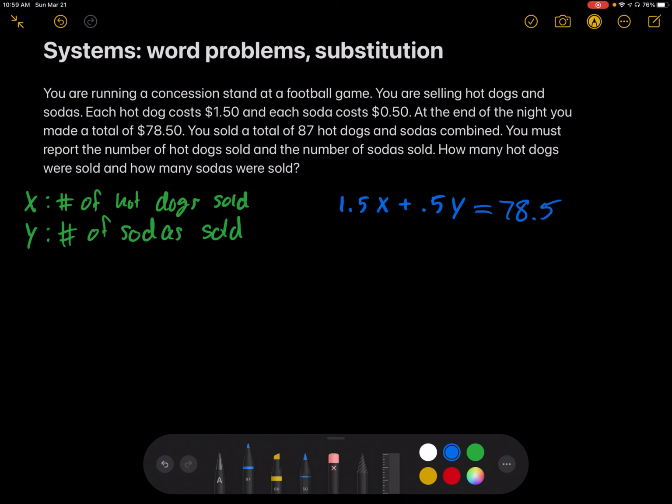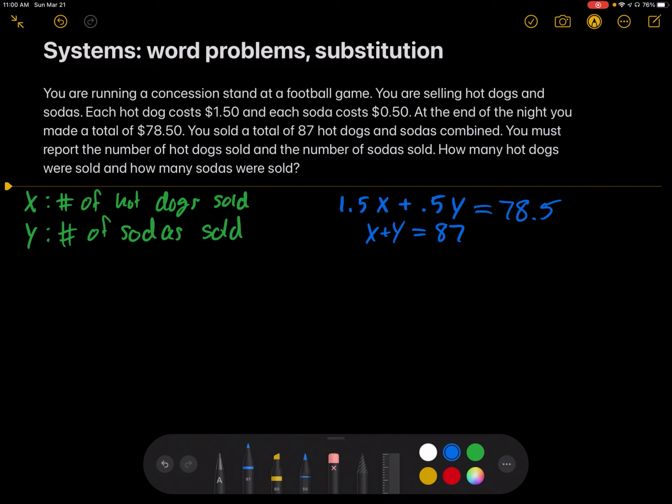We need two total equations in the end. So let's look at what else it gives us. After it tells us about the prices, it says that we sold a total of 87 hot dogs and sodas combined. So this is, in my opinion, the easier equation to write, because you don't have to worry about coefficients, the money. Now it's just telling us how many sodas and hot dogs we sold. So all you got to do is just say X, which is the number of hot dogs sold, plus Y, number of sodas sold, equals 87, because that's the total number of stuff that we sold.